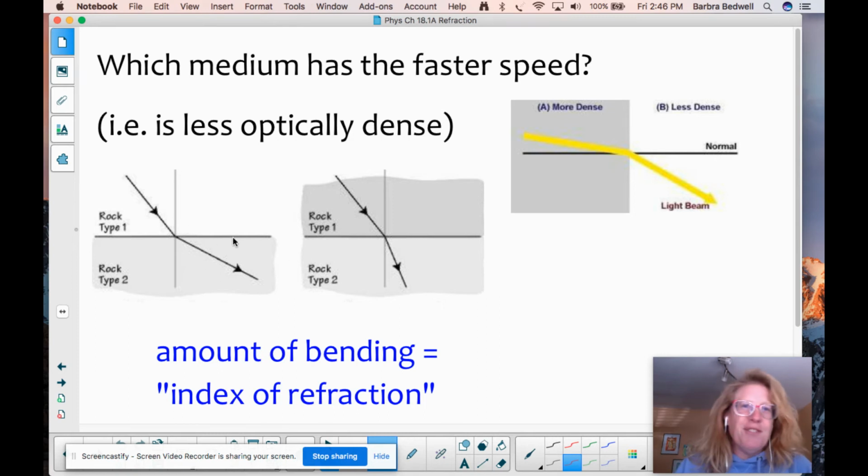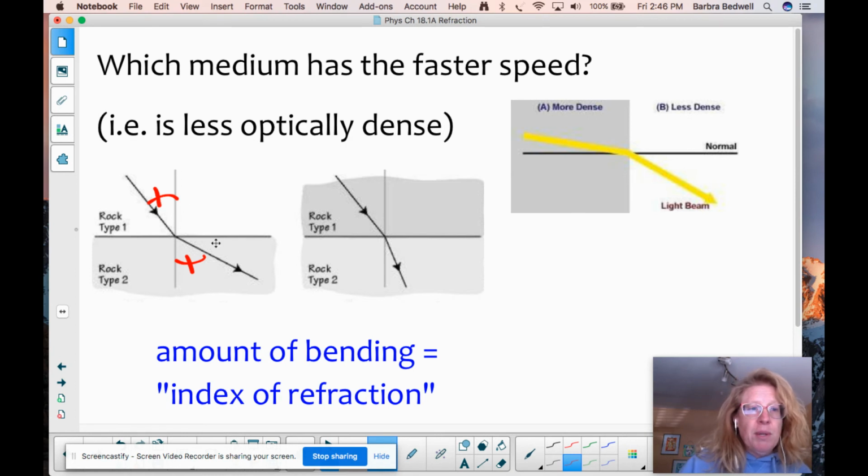And yes, there are different types of rock, like calcite is one of them, or other types of minerals and things like that, that light can actually pass through. So you can tell by looking at this which medium is which. So again, if it's more dense or slower, then you're going to have a smaller angle. It's going to be bent towards the normal. And as it goes into a faster medium, it's going to bend away from the normal.